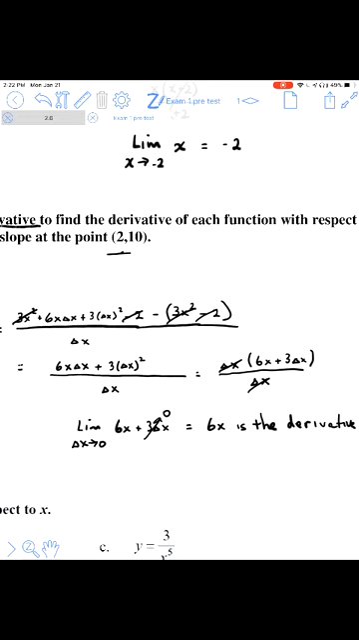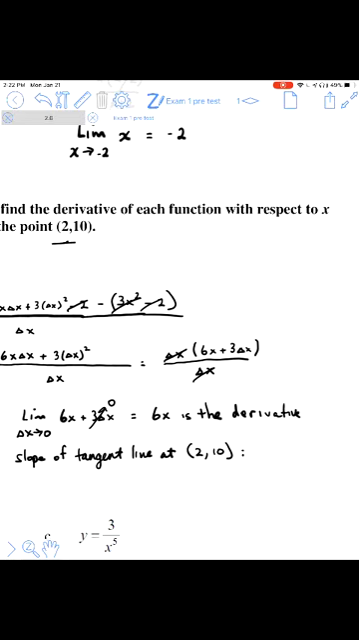And remember, you can use the derivative to find the slope of the tangent line at a particular point. So slope of the tangent line at the point 2, 10, we're going to use our derivative and then plug in the x value of the point, which is 2. So the slope of the line tangent to the function at the point 2, 10 is 12.